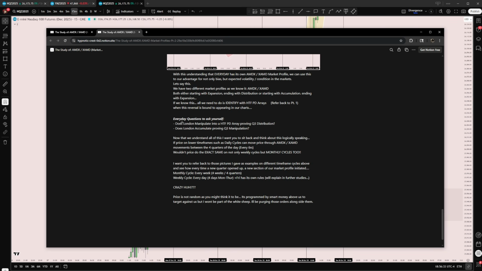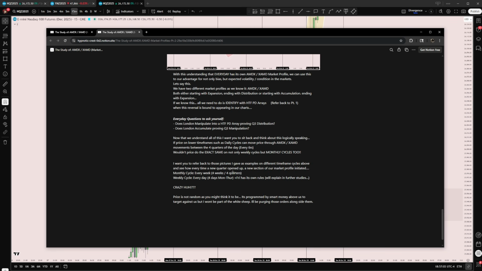Now that we understand all of this, I want you to sit back and think about this logically speaking. If price on lower time frames, remember this is fractal, AMD is fractal, such as daily cycles can move price through AMDX, XAMD movements between the 4 quarters of the day, every 6 hours, wouldn't logically price do the exact same thing on not only the weekly cycles, but the monthly cycles too?